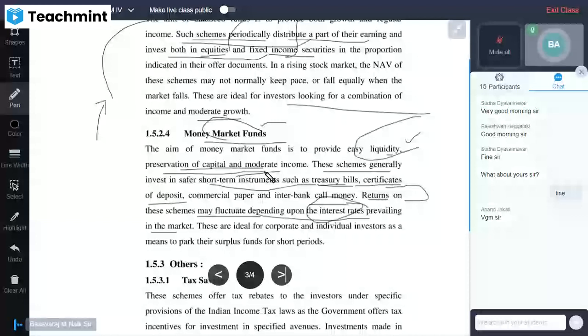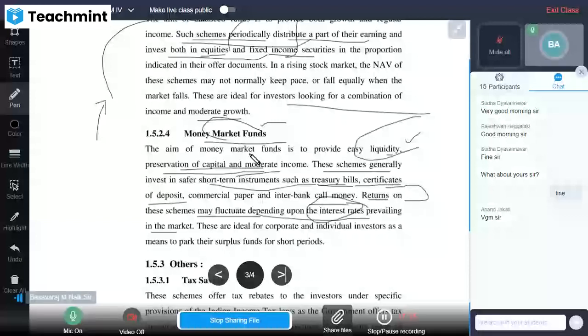So certain funds are there. SBI Savings Fund is there. L&T Money Market Fund is there, for example, for a money market mutual fund. And lastly, other funds are also there that we will discuss.